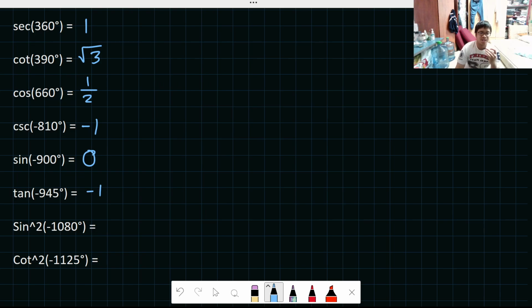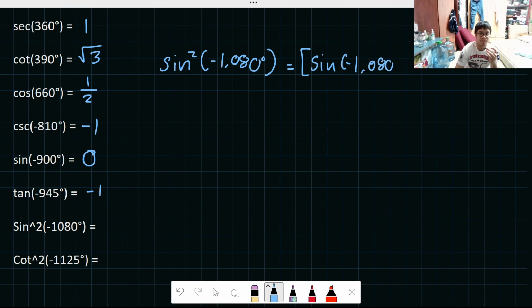Now we will answer these last two problems. Let's write it here: sine squared of negative 1,080 degrees. If you see an exponent here, this is just the same as the square of sine of negative 1,080 degrees. So what would be our value here? And then we're just going to square it.